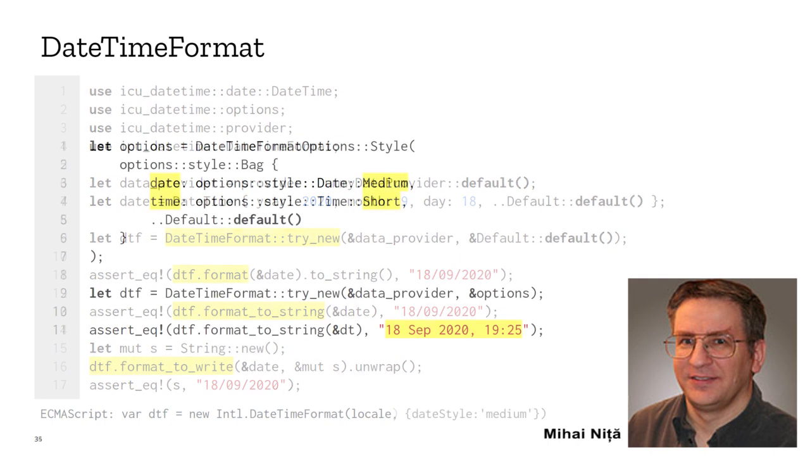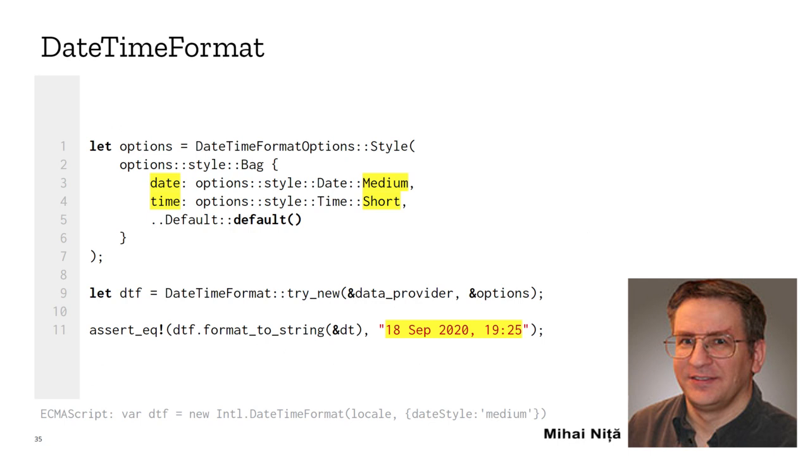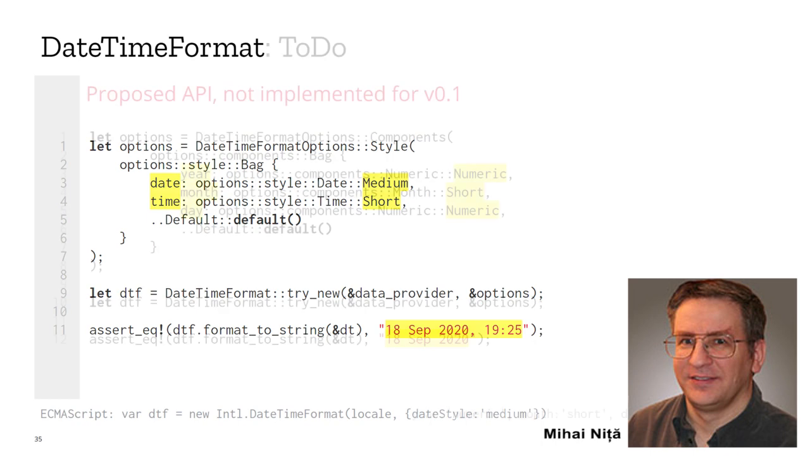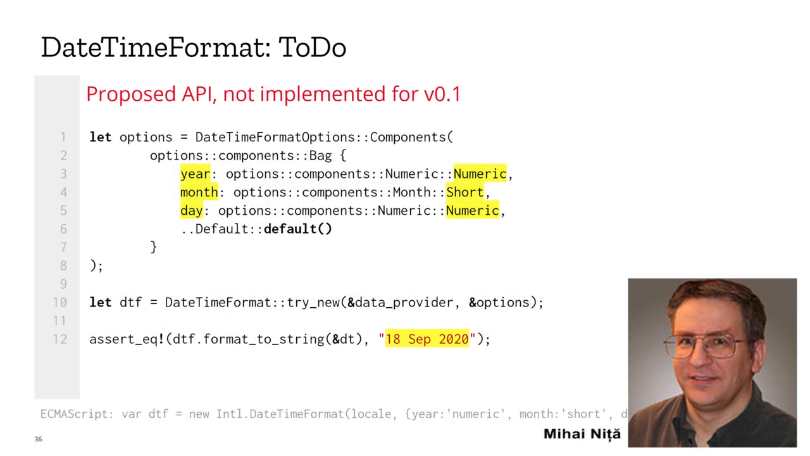A very common way to create a datetime format is to specify a date and the time style. The styles are predefined values: full, long, medium, and short. If you ever used ICU or ECMAScript 402, this should be a very familiar pattern. This is an API that is proposed but not yet implemented for version 0.1. It allows fine control over the formatting while still being locale independent. This is very similar to JavaScript and should also be familiar from ICU if you think about skeletons.